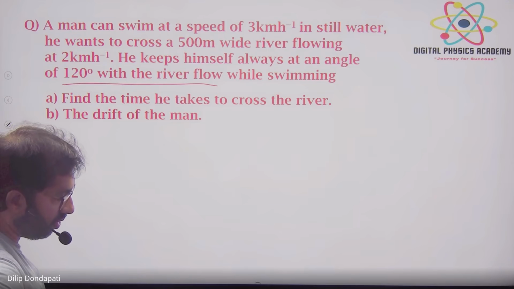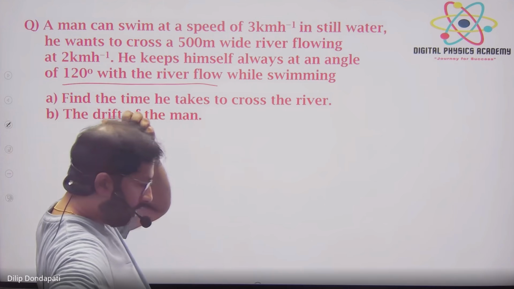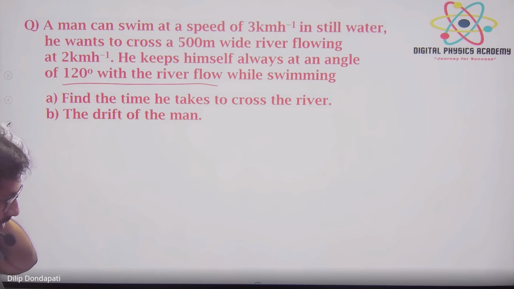So for time, instead of using the formula, can we directly use distance by speed? So in this we can find 3 sine 120 degrees. You'll get 3 root 3 by 2. If you want it in kilometers and hours, we can do 0.5 divided by 3 root 3 by 2. Do anything, give the answer. So you'll get 1 by 3 root 3 hours. Yes, correct.